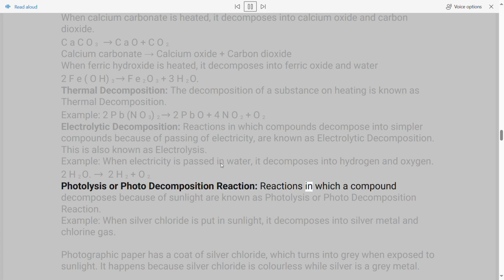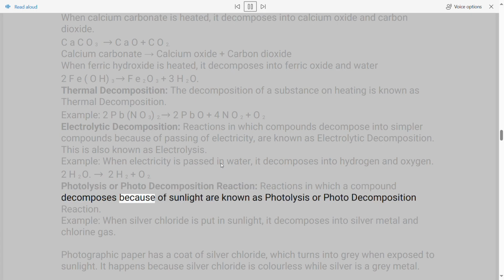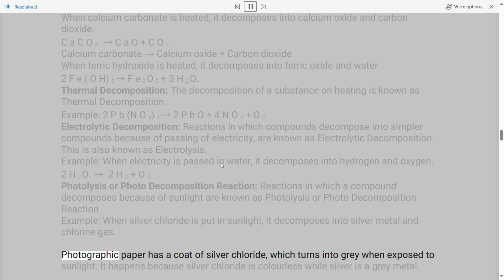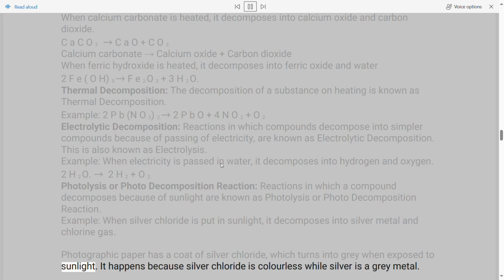Photolysis or photodecomposition reaction. Reactions in which a compound decomposes because of sunlight are known as photolysis or photodecomposition reactions. Example: when silver chloride is put in sunlight, it decomposes into silver metal and chlorine gas. Photographic paper has a coat of silver chloride, which turns grey when exposed to sunlight. It happens because silver chloride is colorless while silver is a grey metal.